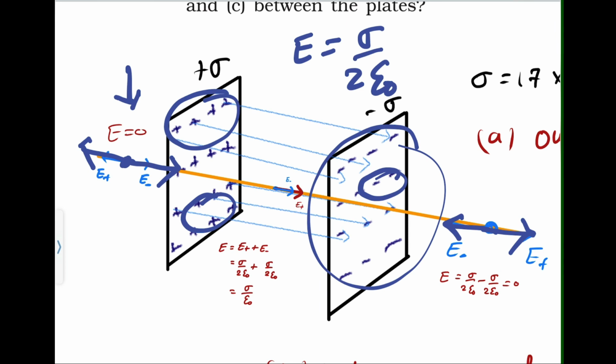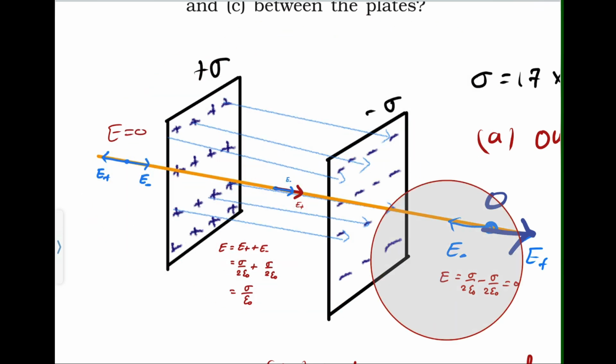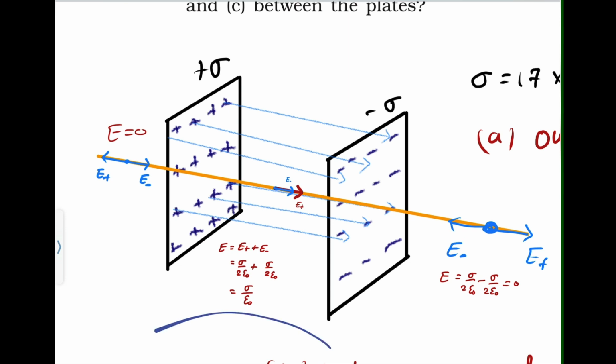So as the fields are equal and opposite, here I have calculated sigma by 2 epsilon naught minus sigma by 2 epsilon naught. It does not depend on the distance. So the net field is again 0. So at both these places, the net field is 0. If we check between the plates, this is true only if the plates are oppositely charged. If they are the same, both positive or both negative, then our answer will reverse.